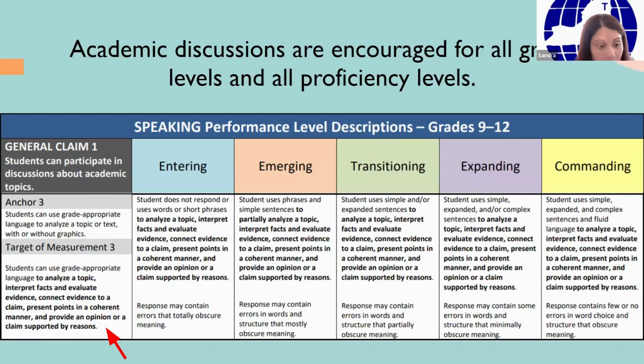In the next one, we'll notice again it's the same general claim, but this target of measure 3 goes a little bit higher. In terms of depth of knowledge, the students are able to analyze a topic, interpret the facts, and evaluate the evidence. So we see this goes up a little higher within those critical thinking skills. This is particularly important, in my opinion, for Socratic seminars where they really have to dive deep into conversations. This is just a tool we wanted to put out there. We can certainly share it, and it's an excellent scaffold to help our students.